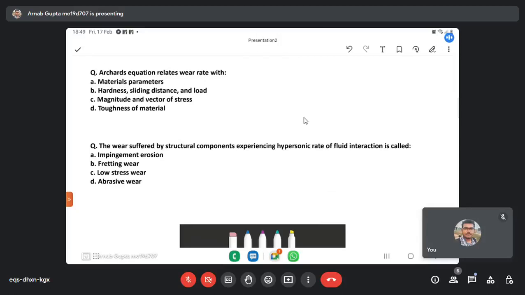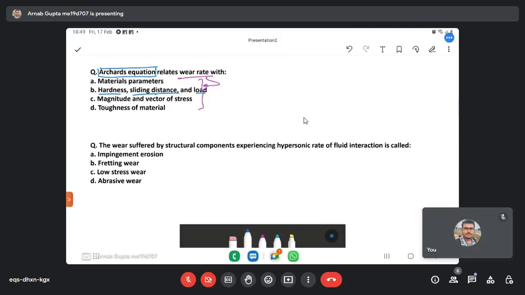First of all, you need to be clear that wear rate depends on all of these properties. It depends on the material parameters, generally the surface parameters. Then it depends on the toughness of the material. It depends on the magnitude, that is amplitude. Vector means the direction and all of stress. It also depends on the hardness of the surface, sliding distance and load. But if you notice Archard's equation, it will relate only these three parameters with wear rate.